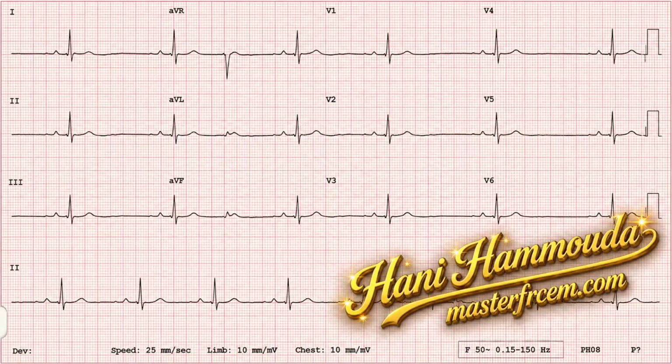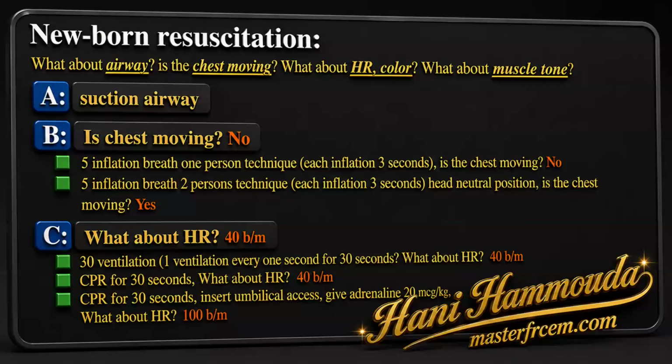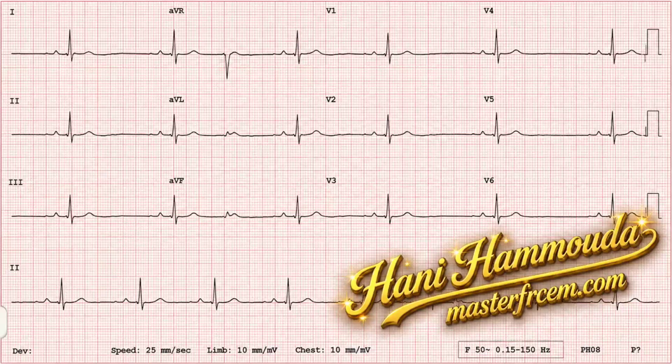So this patient is in bradycardia. We need to start chest compression, and this will be 3 compressions over 1 ventilation. Meanwhile, we will encircle the baby's chest and do the thumb compression over the sternum. While giving 3 compressions, we will give 1 ventilation. Is there any improvement in pulse, heart rate? Okay, so heart rate is still there.